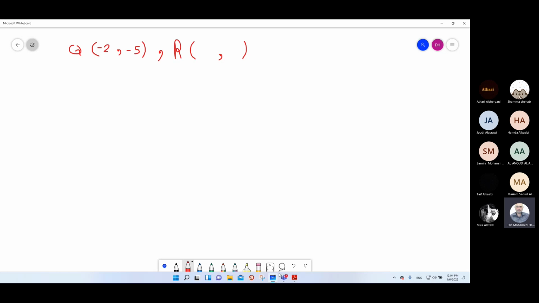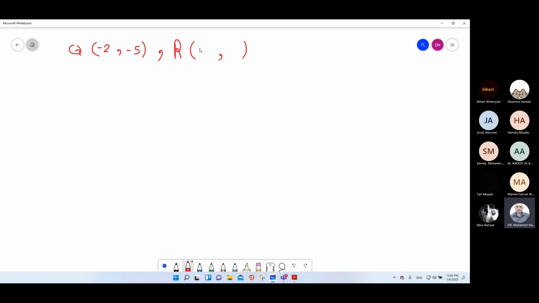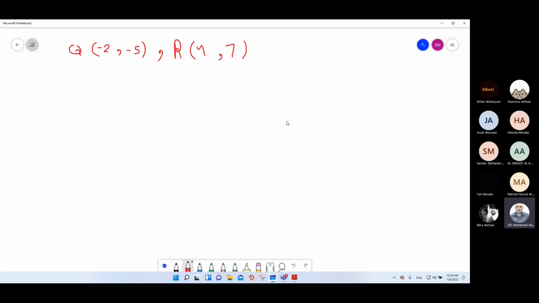Then what is the R? 4 in the X and 7 in the Y. 4, 7. Then what is the ratio? 1 over 6. So A over B equal 1 over 6.